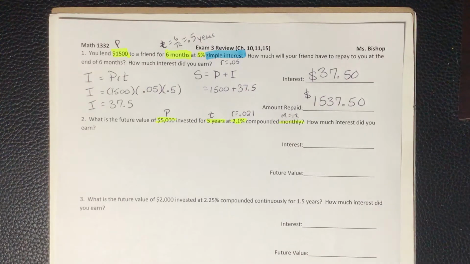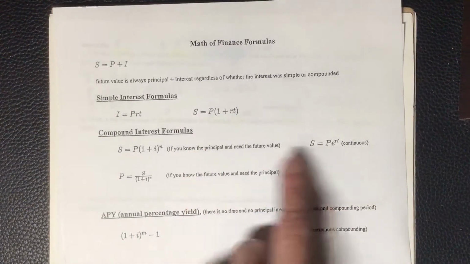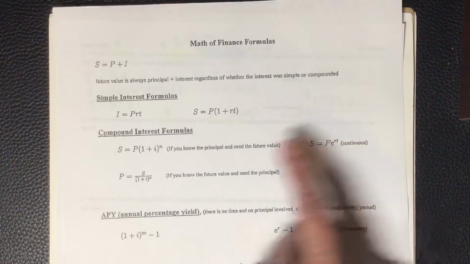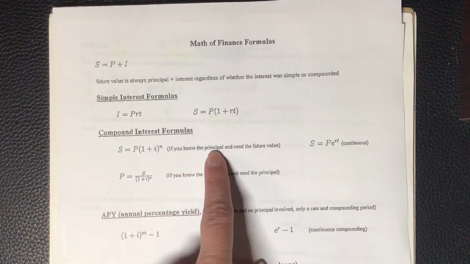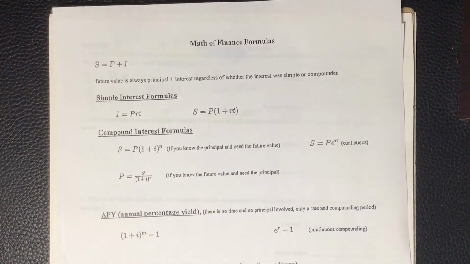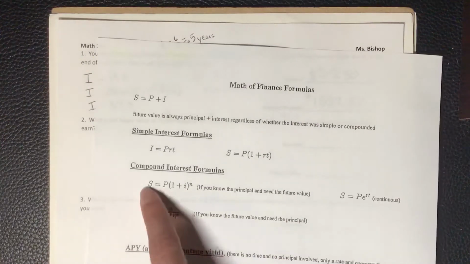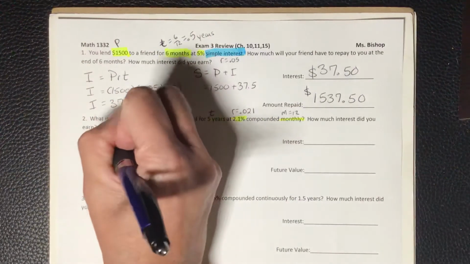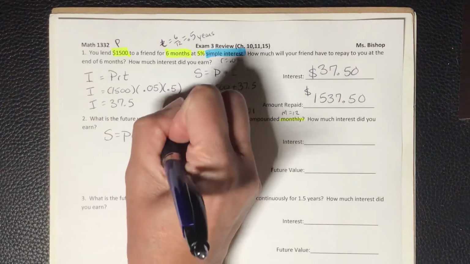So when we go to our formula chart, we did see the word compounded. So we have to pick from our compound interest formulas. The one we looked at did not say continuous, so that one is out. We have to pick between these two. So we use the top one when we know the principal and need the future value. So notice on our problem, we did know the principal. So this is the formula that we're going to choose. So S equals P times 1 plus I raised to the N.